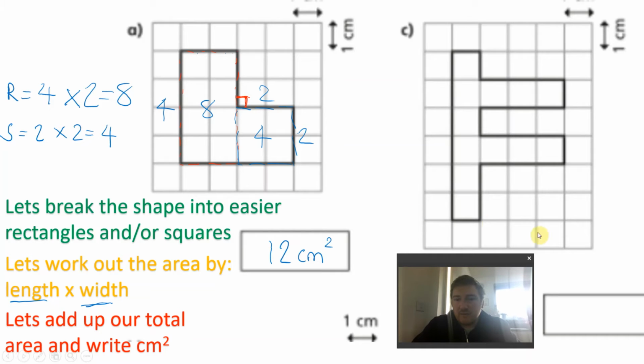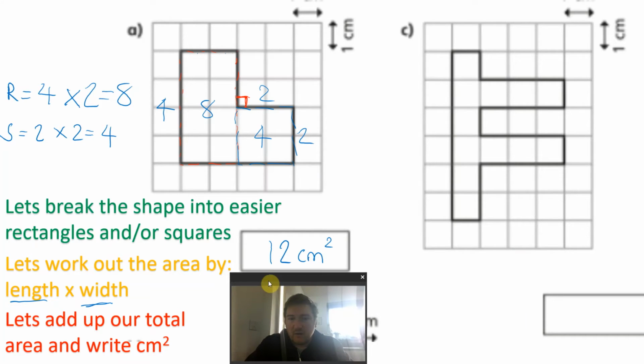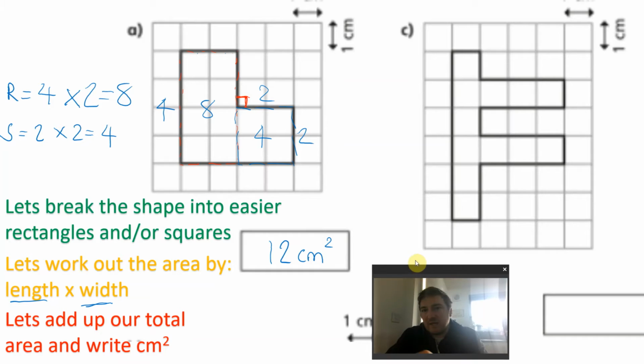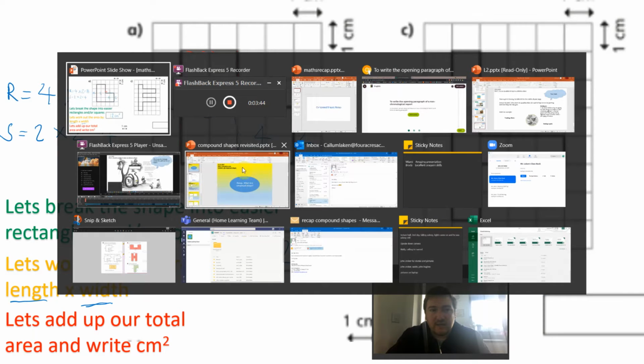Okay, I'm going to pause the video there, guys, and let you have a go at this shape here. Use the same method. Break the shape into easier rectangles and or squares. Work out the area of each shape, and then add them total up. I'll see you in a second.